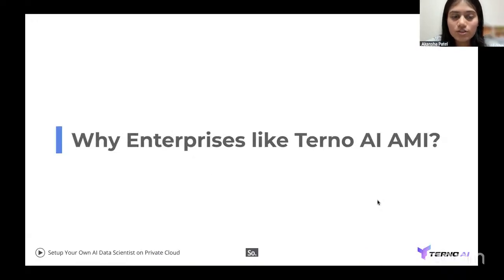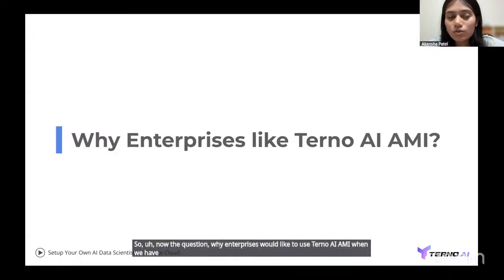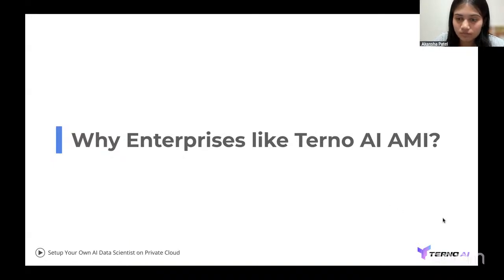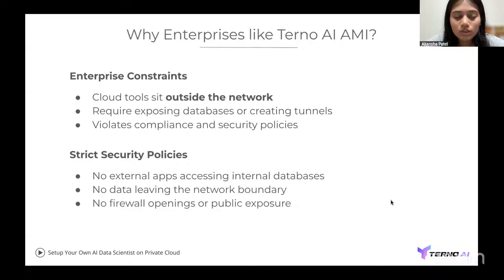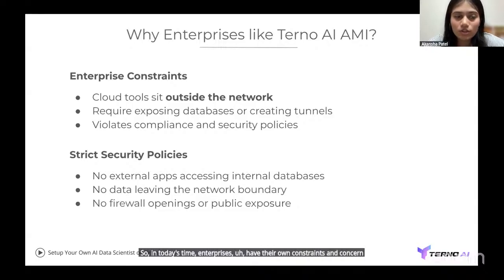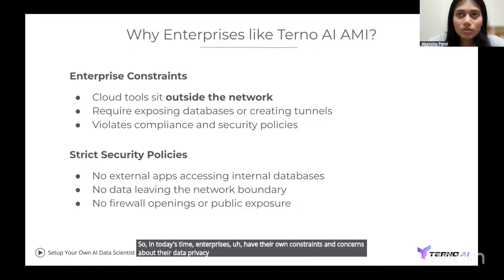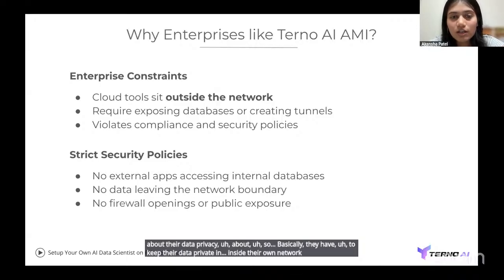So now the question: why would enterprises like to use Turno AI AMI when we have cloud AI tools at present which can do the analysis? In today's time, enterprises have their own constraints and concerns about data privacy. They have to keep their data private inside their own network boundaries, and they cannot afford to have their data exposed to any third party application.